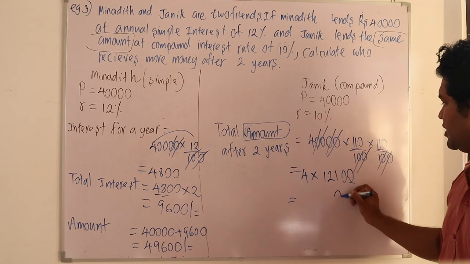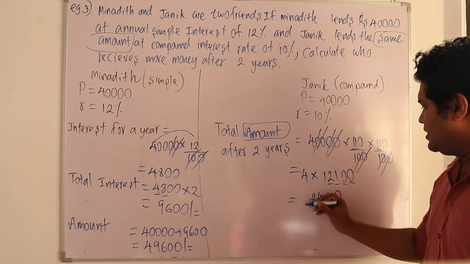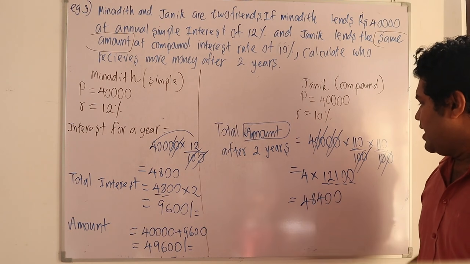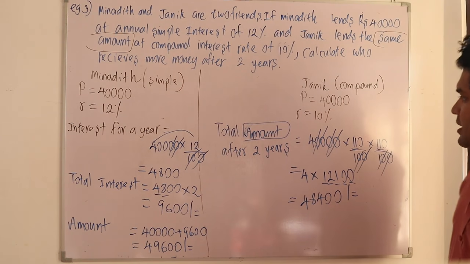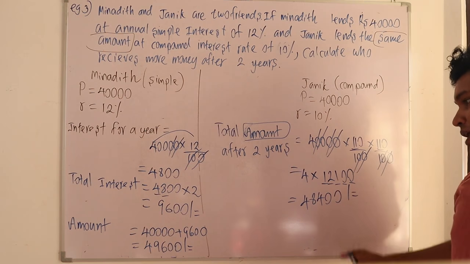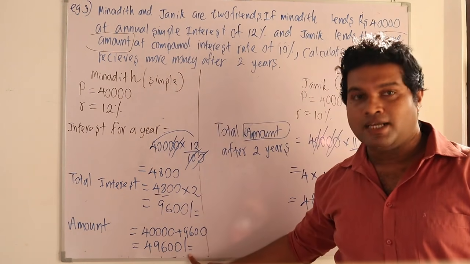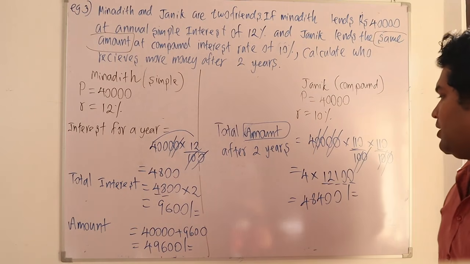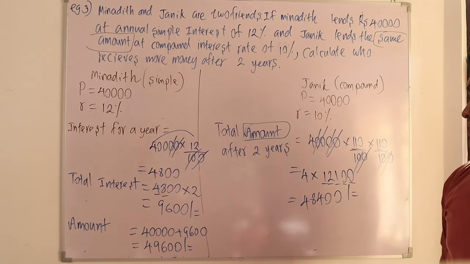4 times 121 is 484, so it's 48,400 rupees. Right. What Janik receives is 48,400, but Minadit receives 49,600. Now, who receives more money after 2 years?